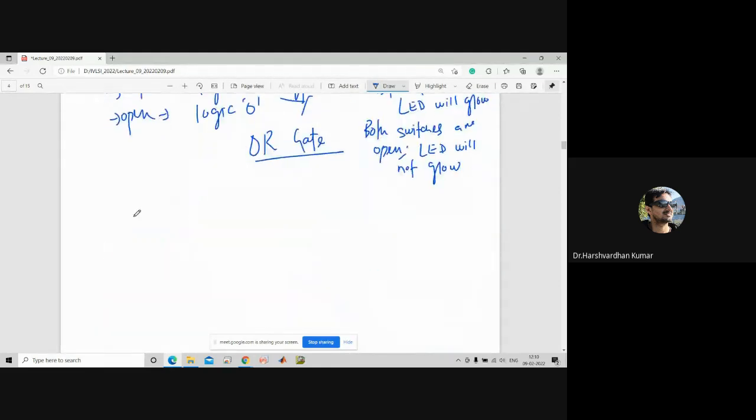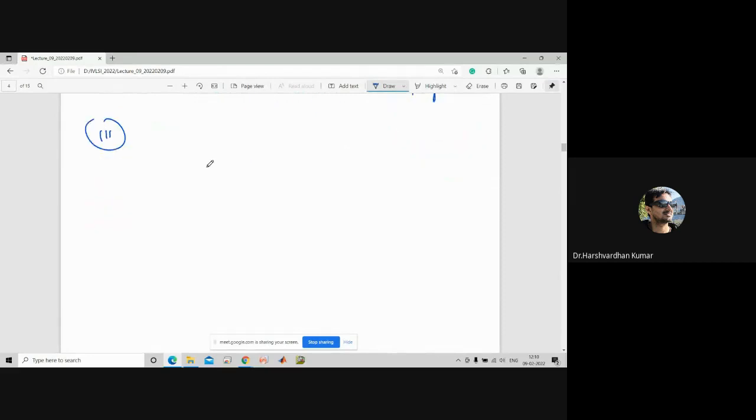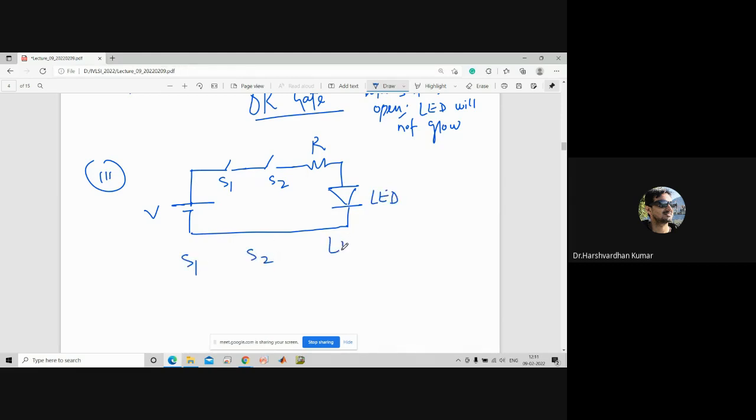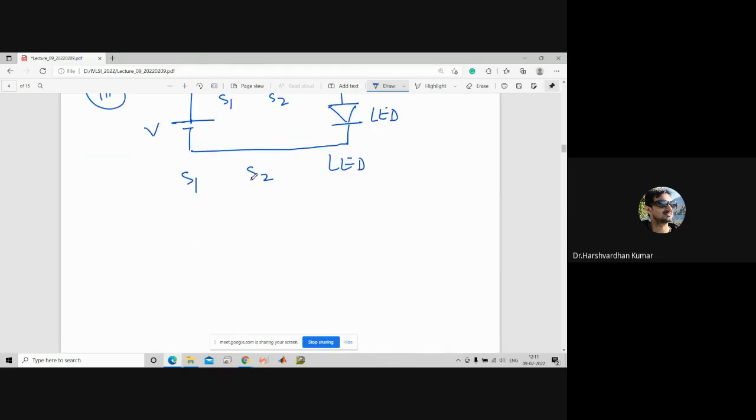Okay. Let us talk about the third case. Here the switches are connected in series. Let us say this is S1 and S2, and V, sorry, V, R and the LED. So just make a configuration with S1, S2 and the LED. In this way you can understand. Let us say this is open.